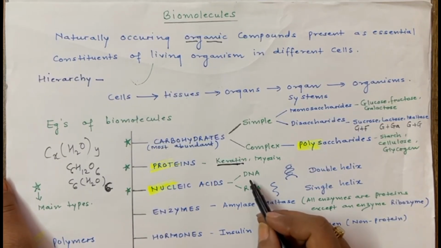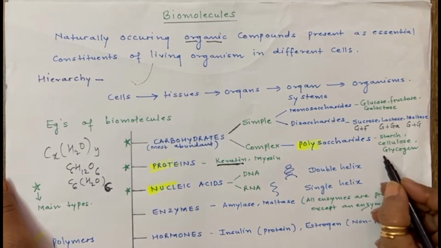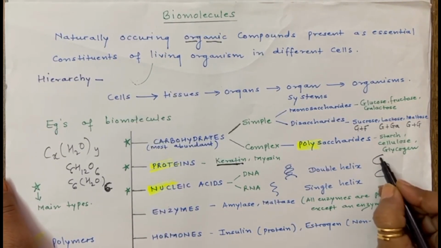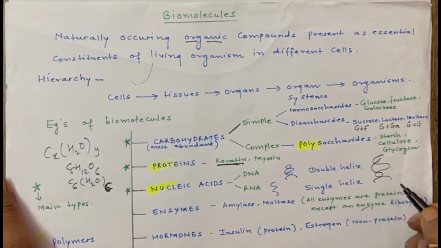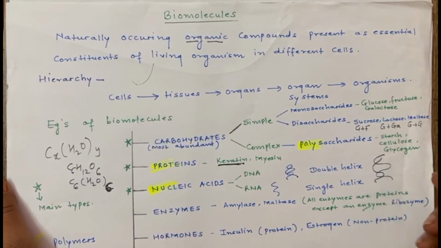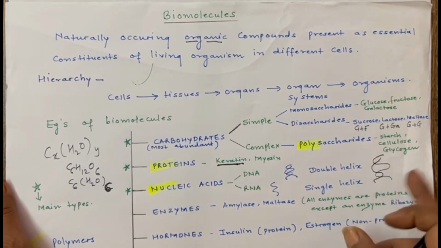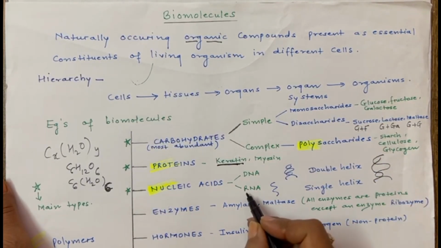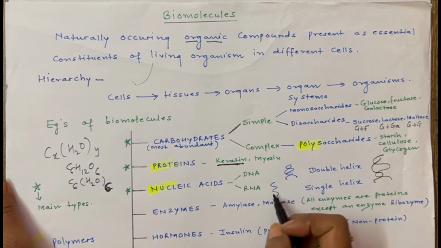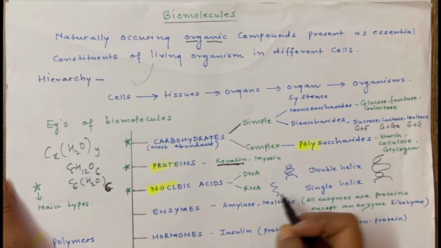So DNA, as you can see, is a structure comprising of two helices like this. So it's a double helical structure where two helices are intertwined around each other, whereas RNA will be made up of a single-stranded structure.